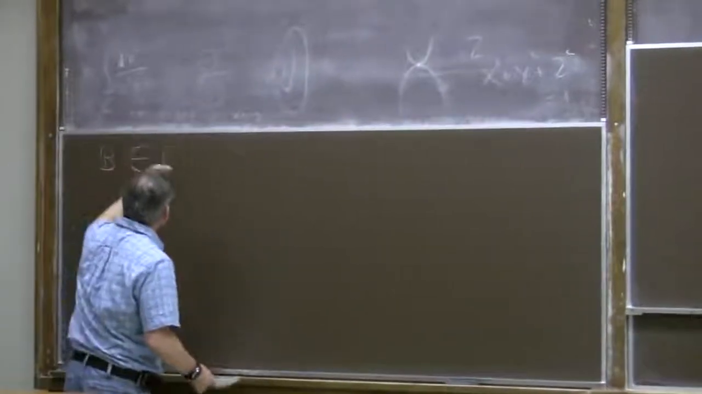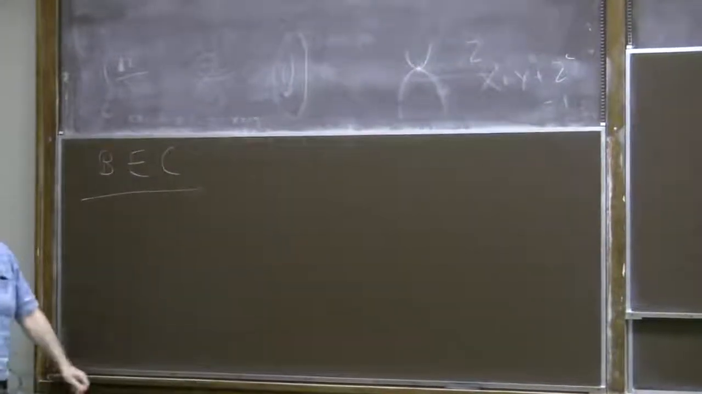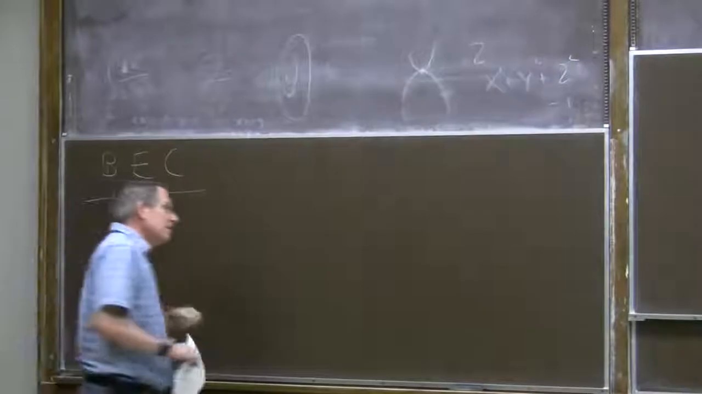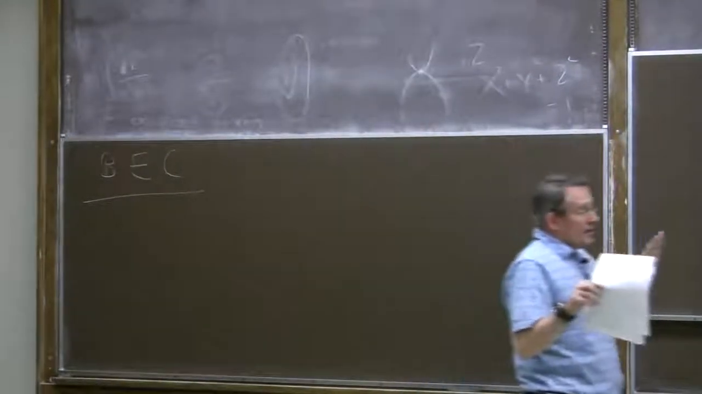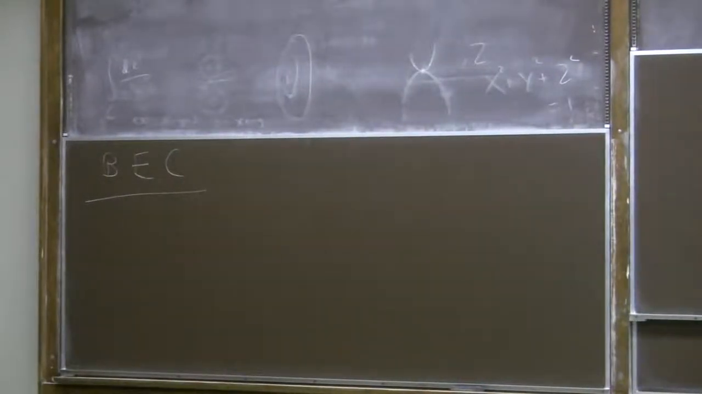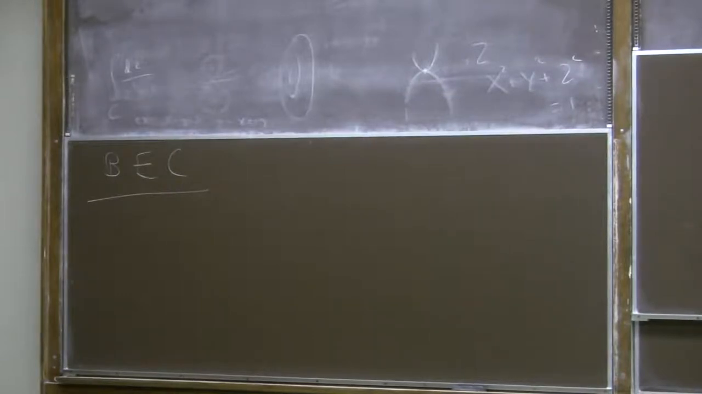BEC. In a Bose-Einstein condensate, we have a Bose gas, an ideal gas, where some finite fraction of all the particles are in the ground orbital.